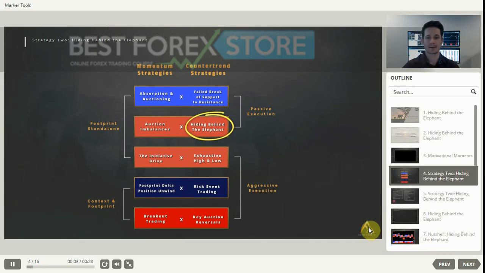So the strategy, hiding behind the elephant, as you can see per the grid, is a counter-trend strategy. So we are going against the flow. It is a footprint standalone strategy, so you don't require any other tools to execute it. And it is obviously a passive style of execution. So again, we're not going to be aggressive. Rather, we're going to let the market.